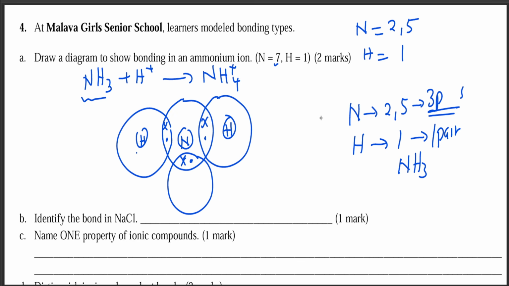Now since nitrogen has already used 3 electrons in bonding, it will remain with 2 electrons outside. It originally had 5 electrons outside, then you subtract 3, and it will remain with 2 electrons outside. So these 2 electrons are here. That is NH3.